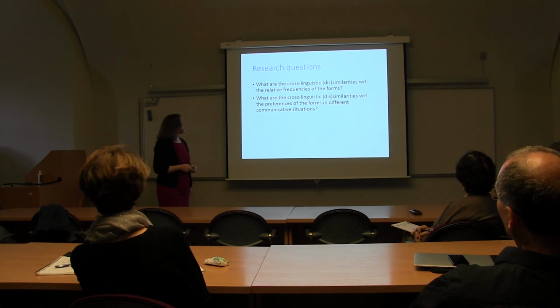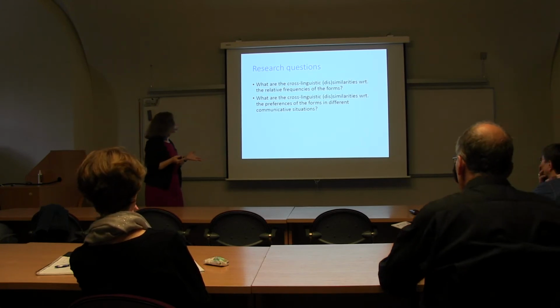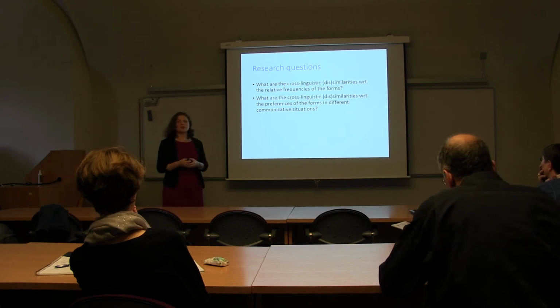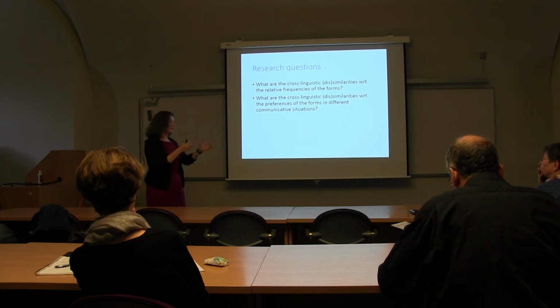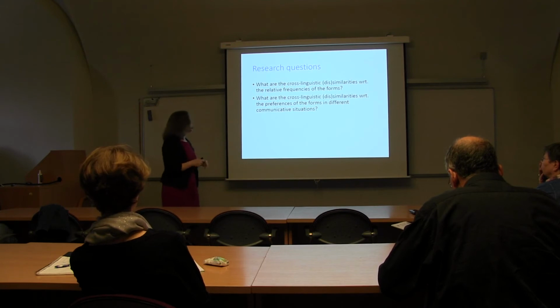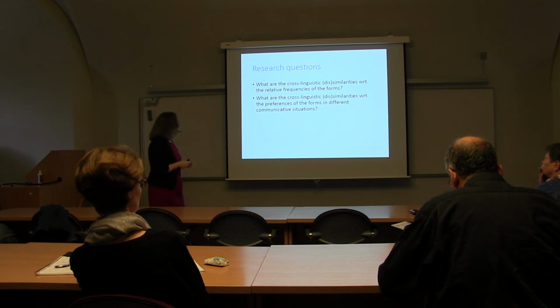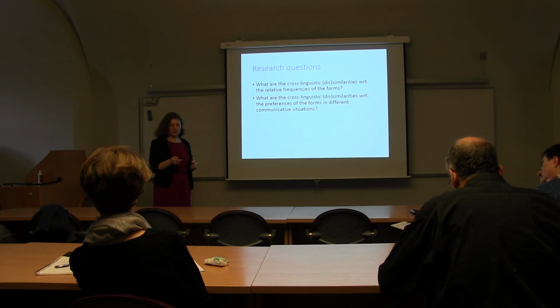Okay, of course this is all interesting, but I was also wondering, first, what are the cross-linguistic dissimilarities with regard to the relative frequencies of the forms: who are the more polite and distant, and who behave in a way that all people are friends and family are one. And the second question is related to the topic of this talk: the cross-linguistic dissimilarities and the pragmatic and communicative constraints on this form in different communicative situations.